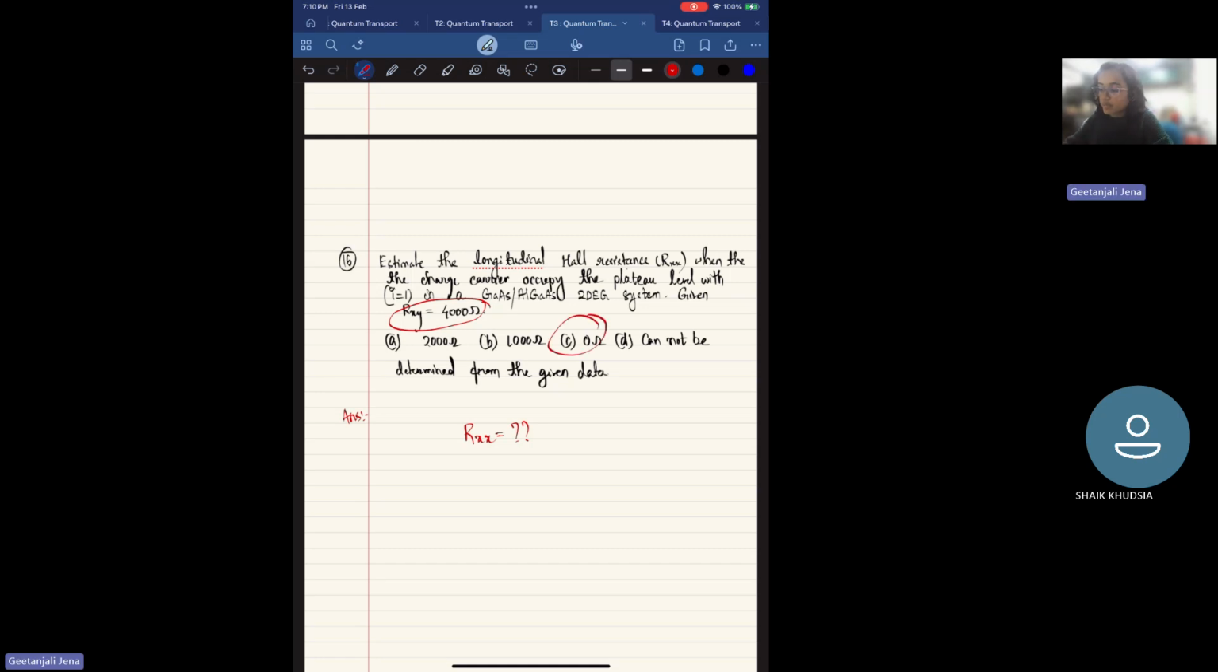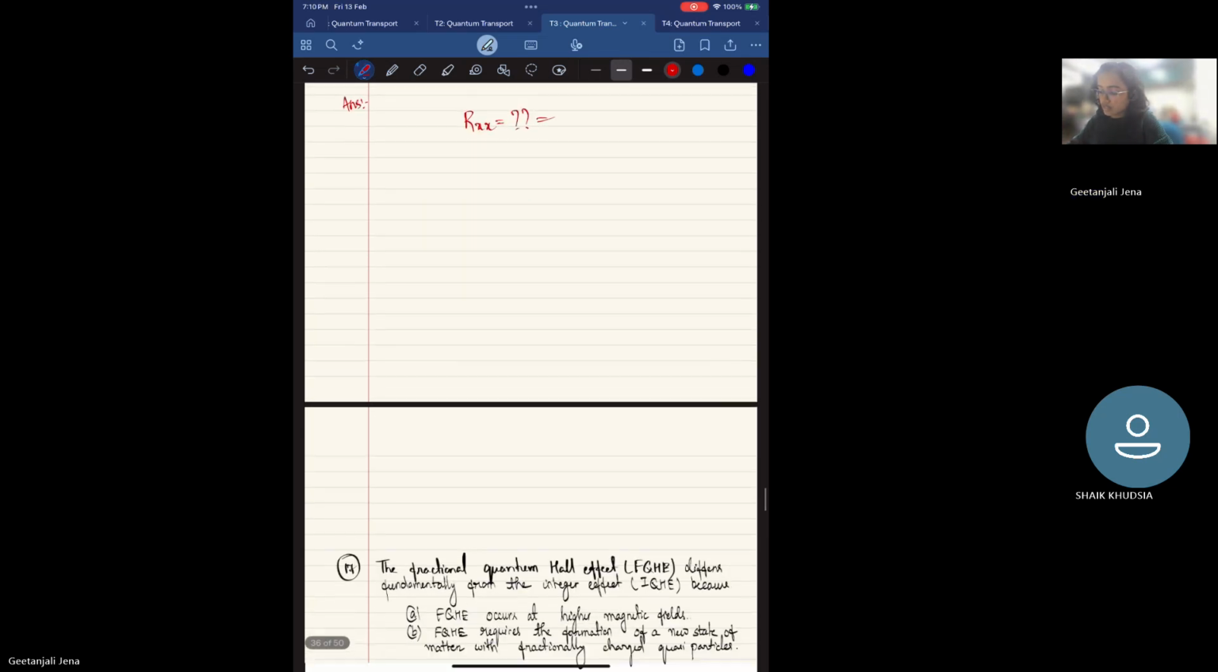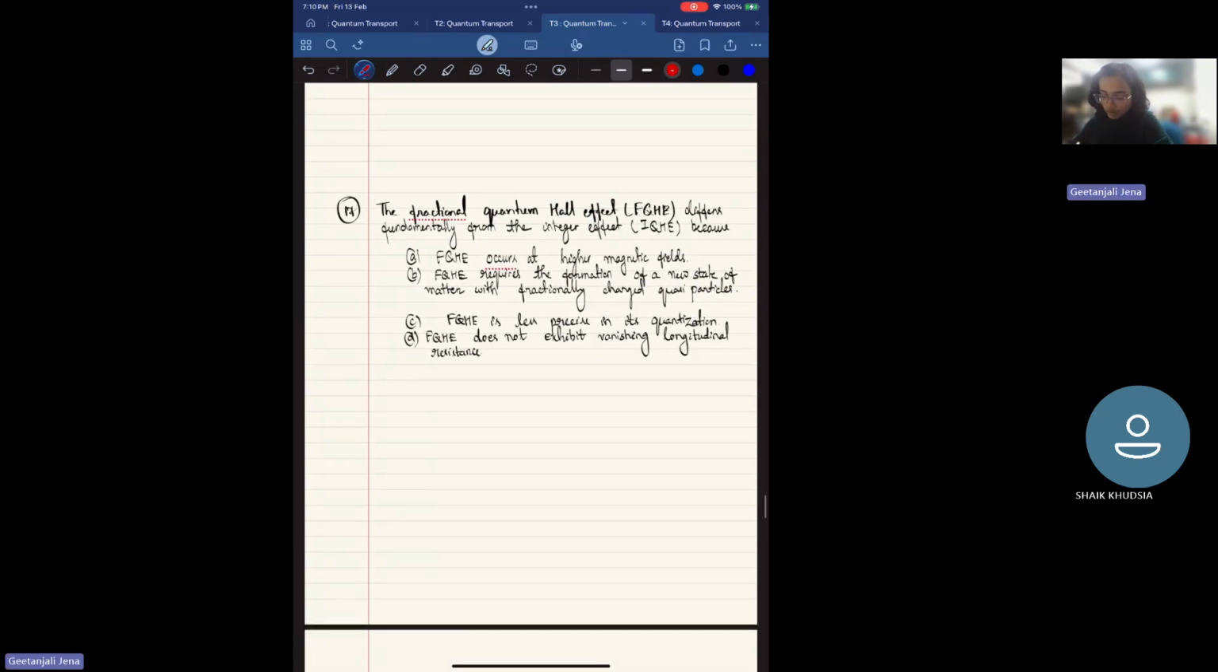Yes, so this will be 0. It is quite straightforward because it is saying the carriers are in the plateau region. So for the plateau region, the R_XX is 0 because there is no bulk conductance. Next question.